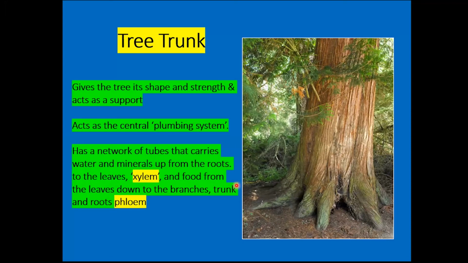A tree trunk gives the tree shape and strength. It actually has a great plumbing system inside the tree. By that I mean there are different tubes carrying nutrients up through the tree, and tubes carrying things down. The ones that carry minerals and water up are called xylem vessels. And once the tree has leaves doing photosynthesis, there are little vessels that carry all those foods and starches down the tree, and those are called phloem vessels.